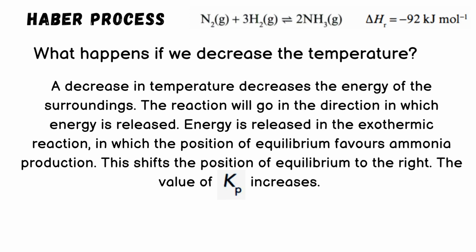What happens if we decrease the temperature? A decrease in temperature decreases the energy of the surroundings. The reaction will go in the direction in which energy is released. Energy is released in the exothermic reaction, in which the position of equilibrium favors ammonia production. This shifts the position of equilibrium to the right. The value of Kp increases.